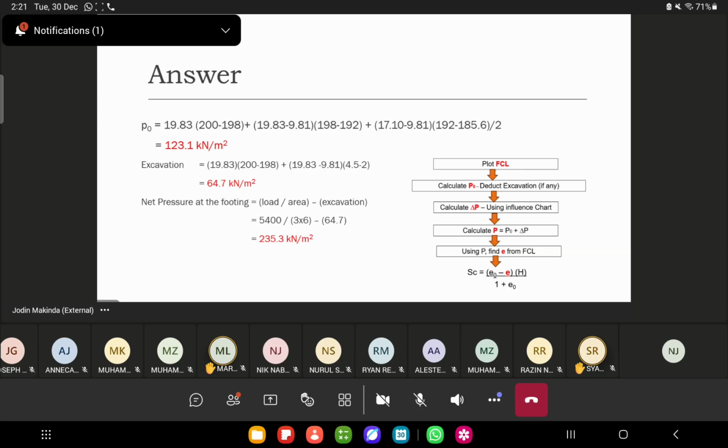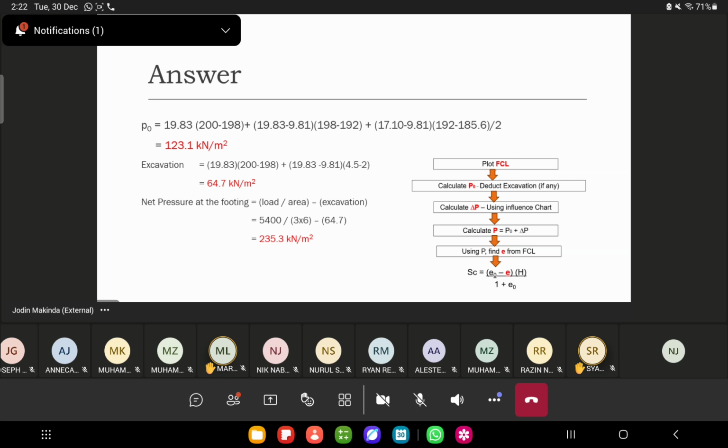64.7. Meaning that the loading supported by the structure is load divided by area minus the excavation, which is 64.7, giving a total of 235.3 kilonewton per meter square. Initially, you have the net pressure as load divided by area. Because there is some excavation, you subtract the excavation to obtain the net pressure. So this is step number 2.